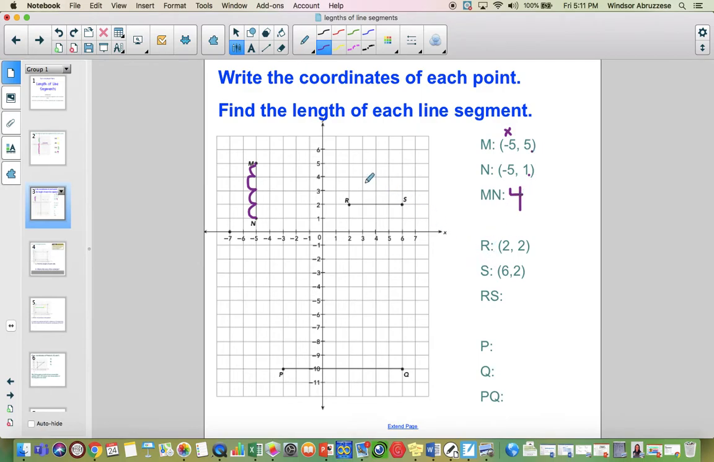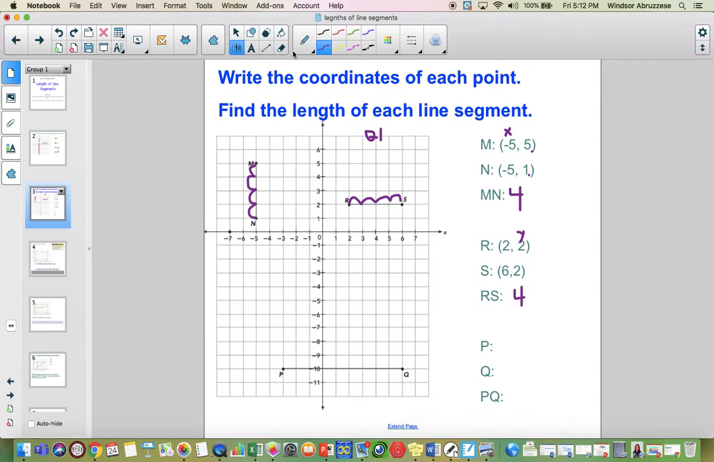Now let's do RS, which is over here. Do you remember what quadrant this is? Quadrant 1. Okay, so all of the coordinates are positive. So R is crawl 2, up 2. And S is crawl 6, up 2. Here, the y coordinates are the same. So let's find the length of RS. 1, 2, 3, 4. This one is also 4. And if you look at the coordinates, from 6 to 2 or from 2 to 6, I have a difference of 4.